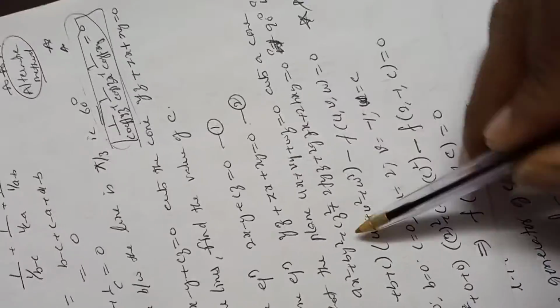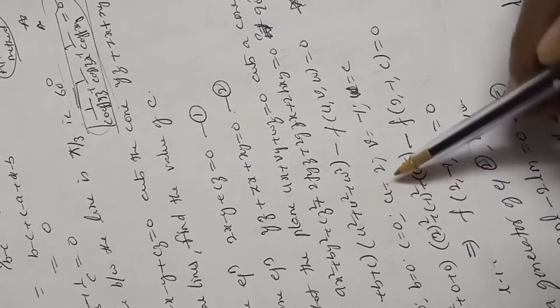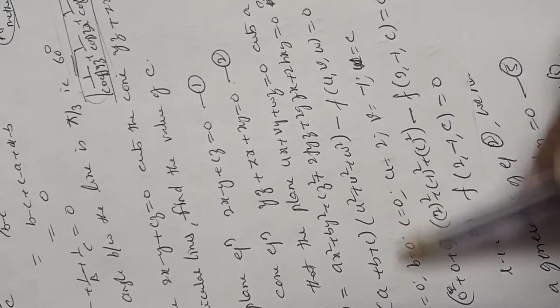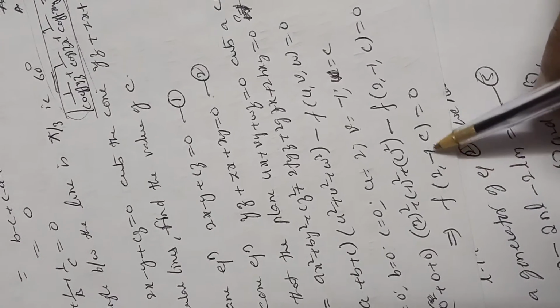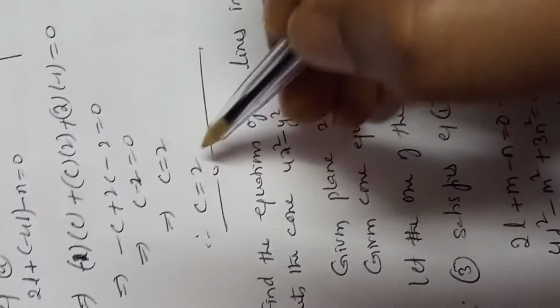Now by comparing this equation with the standard form of the cone, we got the values of a, b, c, u, v, w. We need those values now, that's why we wrote all those values. Substituting in this formula, f of 2 comma minus 1 comma c, because u value is equal to 2, v value is equal to minus 1, w value is equal to c from here. Now by simplifying this one, we got the value c is equal to 2. This formula is already there.